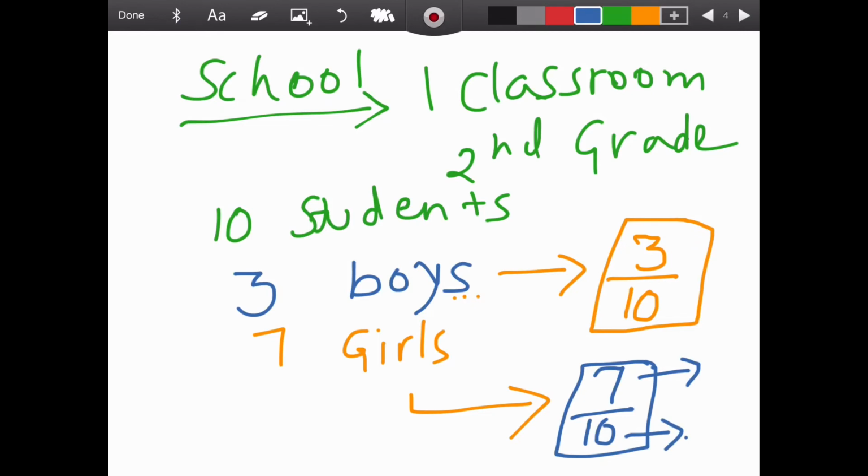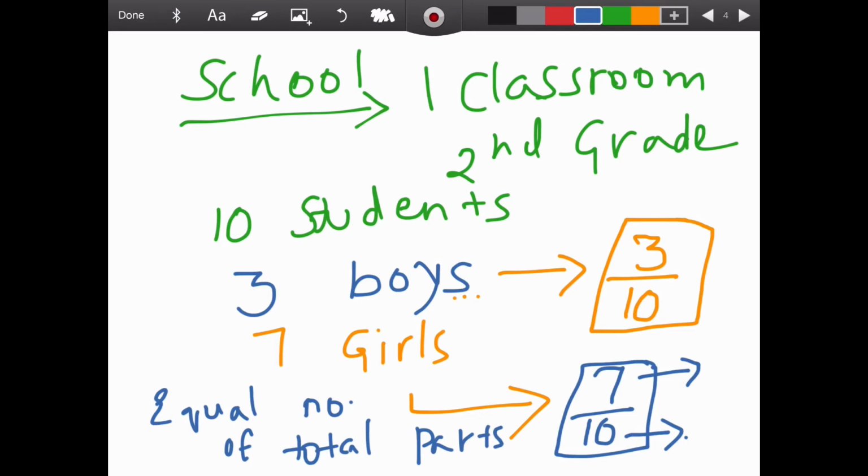Okay, so the denominator is always either the equal number of total parts or an individual set of items, like 10 students.